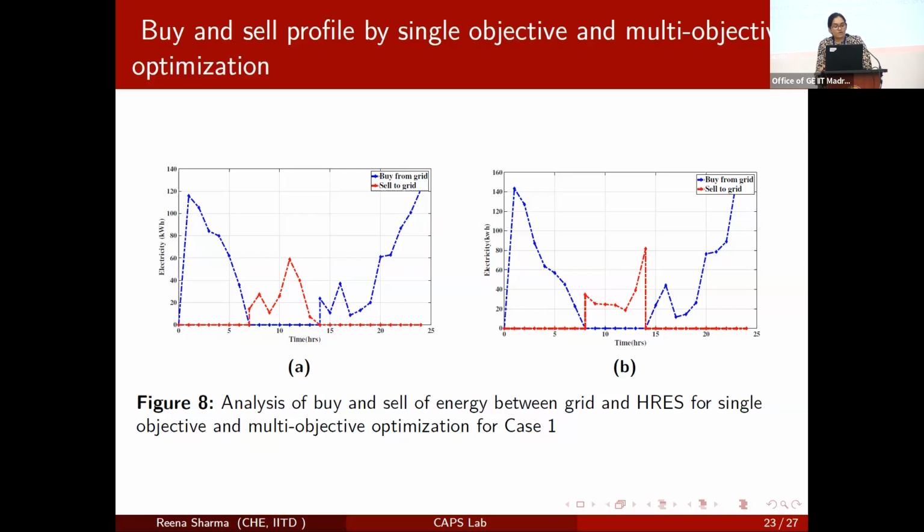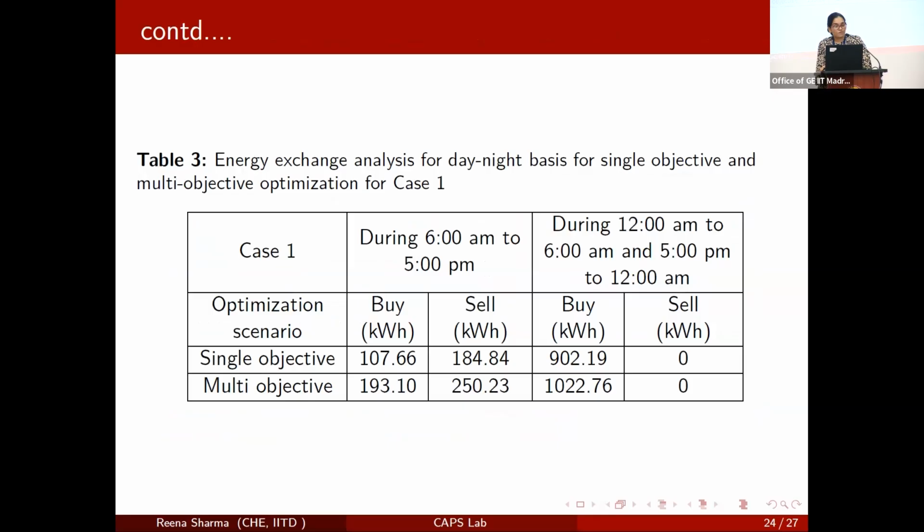If we analyze the buying and selling of energy between the grid and the HRS for the single and multi-objective cases, we find that in the day hours we have sufficient solar radiation and wind speed, so we can sell some power to the grid. This is the energy exchange analysis on a day-night basis for the single objective and multi-objective optimizations for case 1, the 24-hour ahead predictions. In the multi-objective case, during 12 a.m. to 6 a.m. and 5 p.m. to 12 a.m., we buy more energy from the grid. But from 6 a.m. to 5 p.m., we sell more power to the grid.